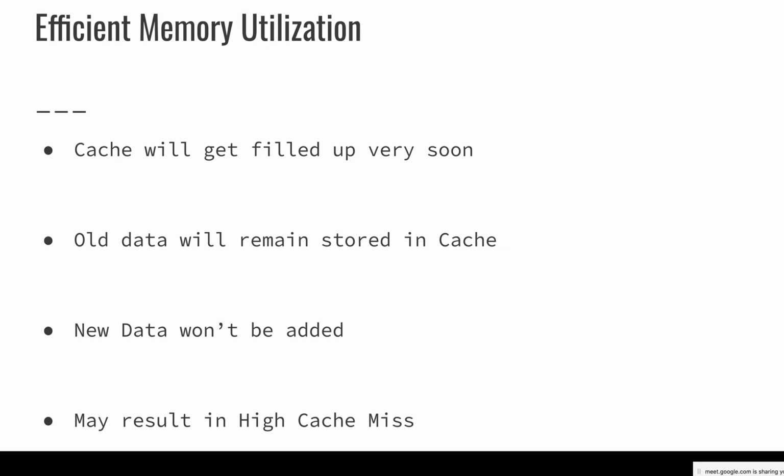Now, in general, the data which is read recently is more likely to be read again in the near future. That means if new data is not added in the cache, your cache is gonna result in high cache miss. That is, your service is not going to find the data which it expects to find in the cache. So I think this point is pretty clear.